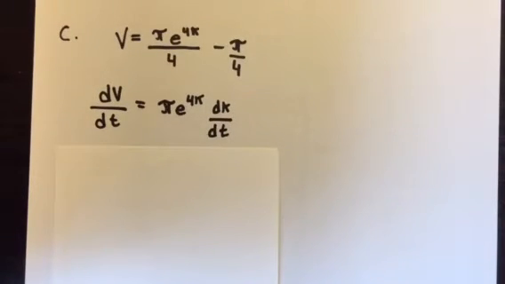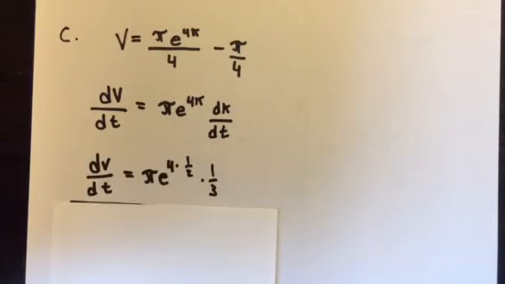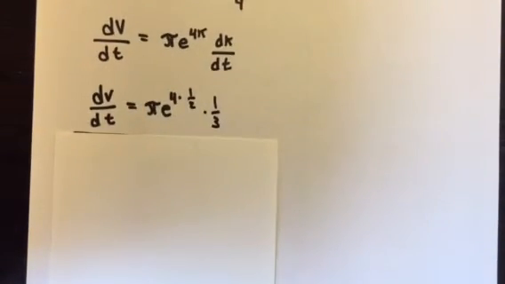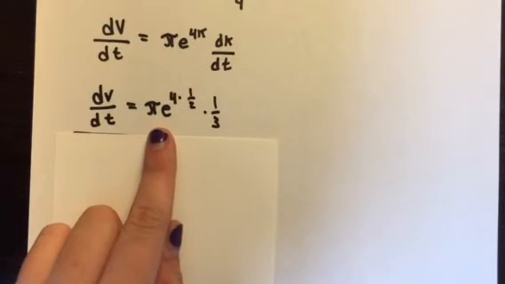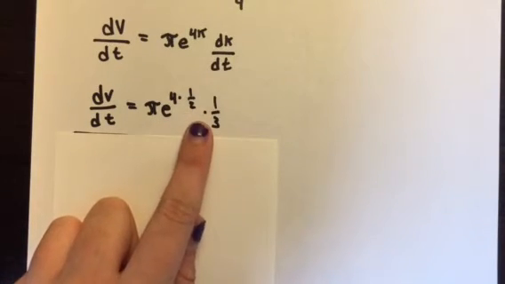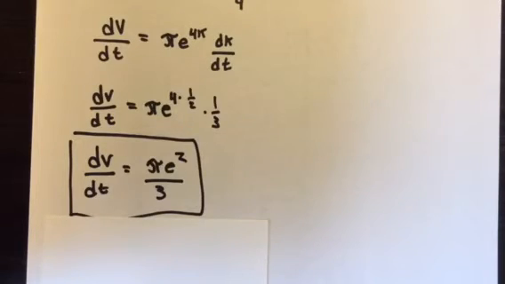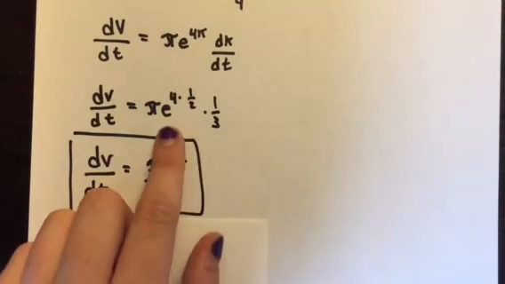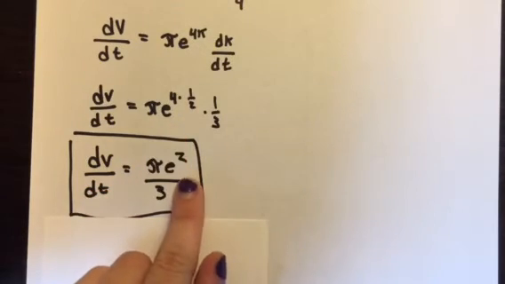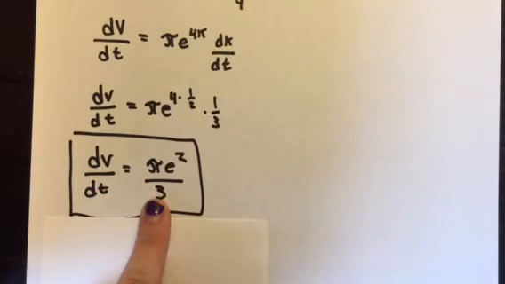Now that we have this, it tells us what we actually have to evaluate it at. So it says when dk dt is equal to 1/3, and also when k is equal to 1/2. So I went ahead, plugged those in, which is pi times e to the 4 times 1/2 times 1/3, which just gives you dV dt is equal to pi times e squared over 3, because 4 times 1/2 is just 2. I brought the 3 to the denominator, and so that's going to be your answer.